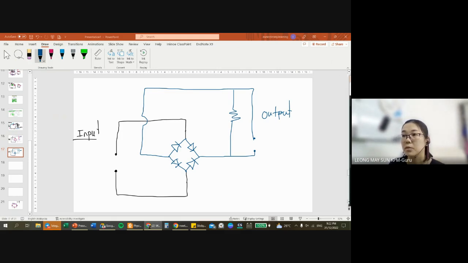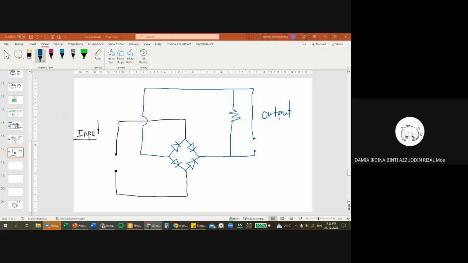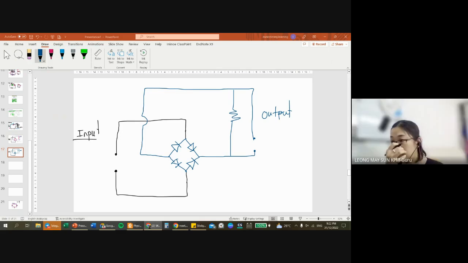All right, so do you guys need me to draw the 3rd round? Or is it sufficient already for you guys? Boleh kot. Boleh kot. Cuba. Yeah, can. And already, yeah. Good. All right, so please do remember how to draw a full wave rectification.